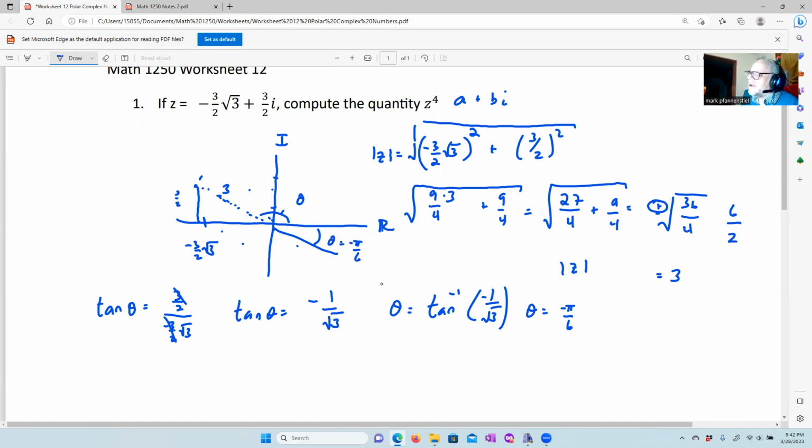Well, this angle here is clearly not -pi/6, right? It's in the second quadrant. -pi/6 is in the fourth quadrant. That's just how inverse tangent works. Inverse tangent gives you values from -pi/2 to +pi/2. It's going to just give you stuff in this area. So we have to now translate the answer we got to what the reality on the graph is.